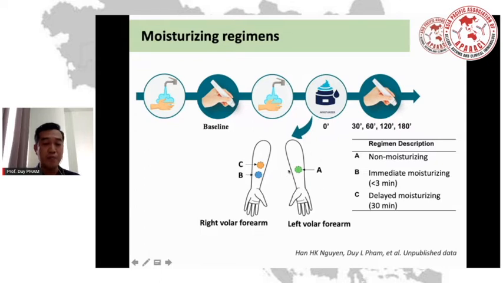The left forearm was left unmoisturized, and on the right forearm, in the lower part, we apply the moisturizer immediately after washing. That means within 3 minutes after washing. And on the upper part of the forearm, we apply the moisturizer 30 minutes after washing. That means we have B as immediate moisturized skin and C as delayed moisturized skin.